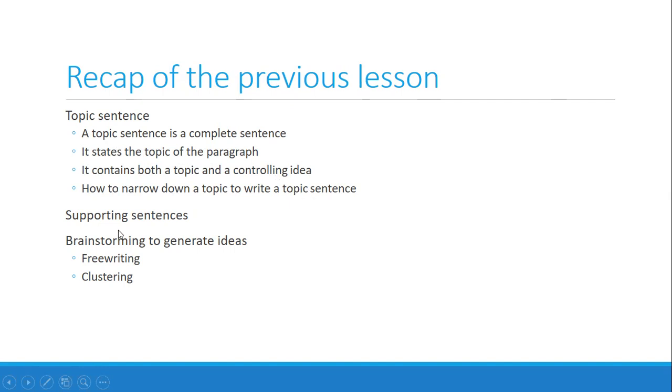Then we moved on to talk about supporting sentences. And I showed you how brainstorming methods like free writing and clustering can be used to collect supporting sentences for the paragraph that you write.